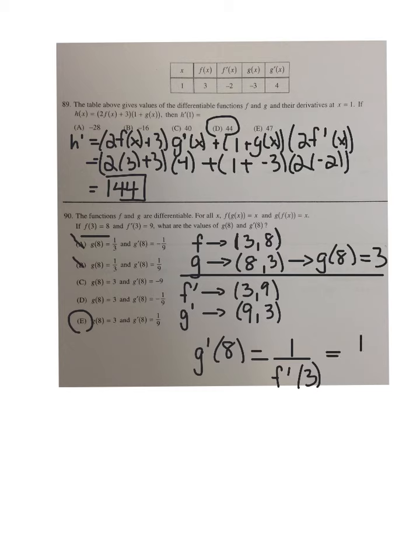And I know f prime of 3. Let me go back here. f prime of 3 is 9. So that's what I'm going to be putting in right there. And then my answer would be choice E.